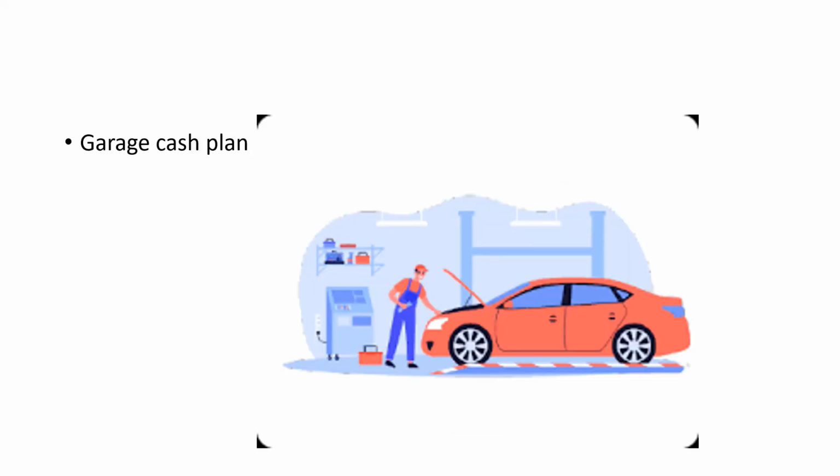Garage cash plan. If the vehicle is under repair after an accident, the insurance company will give a fixed daily allowance to the policyholder for the period that the vehicle will be in the authorized garage for repair or for the number of days as mentioned in the schedule, whichever is less. In case of total loss of the vehicle, a lump sum amount as mentioned in the schedule shall be paid.